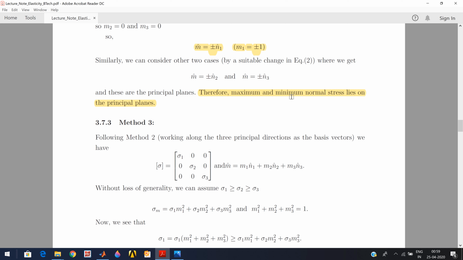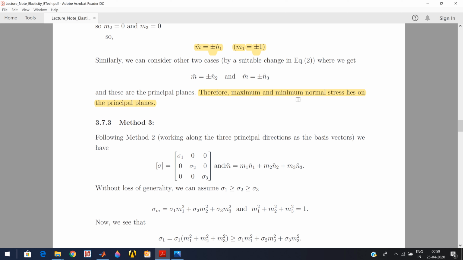In the two-dimensional case, it was quite obvious that one is the maximum value and another is the minimum value. But for this three-dimensional case, we can see that there are three values, and those three are extremum values.